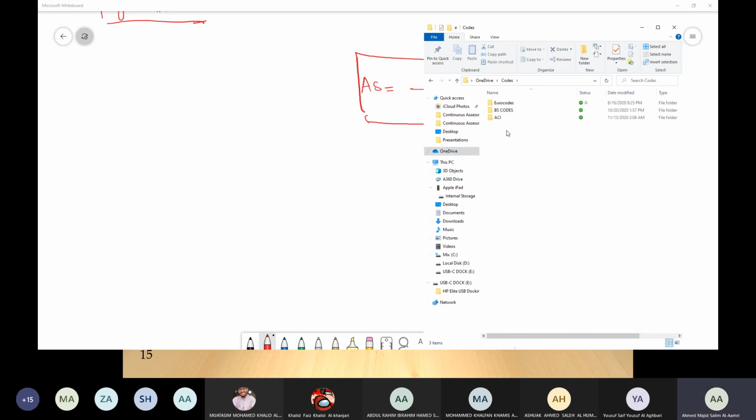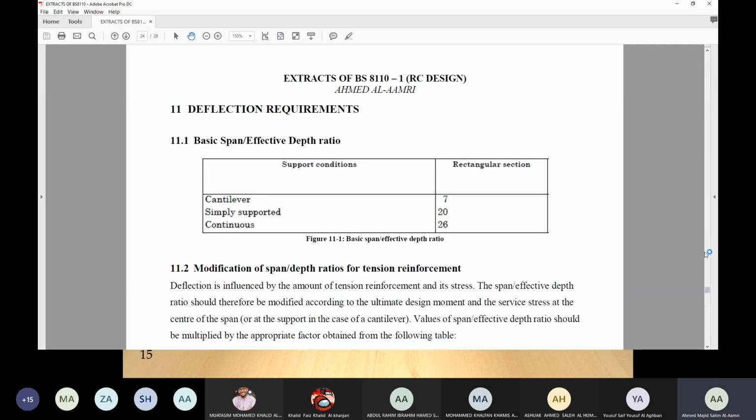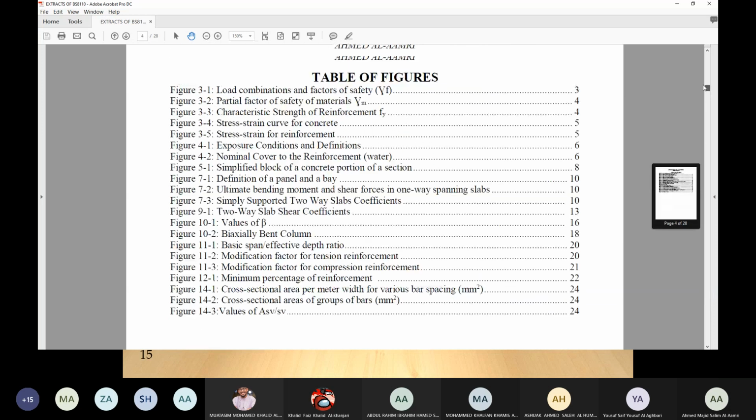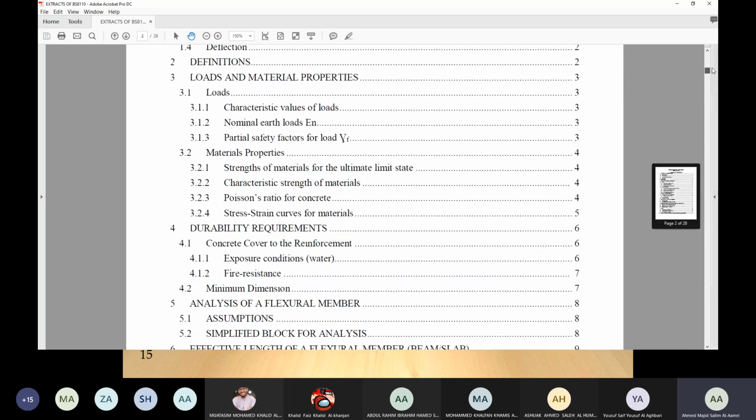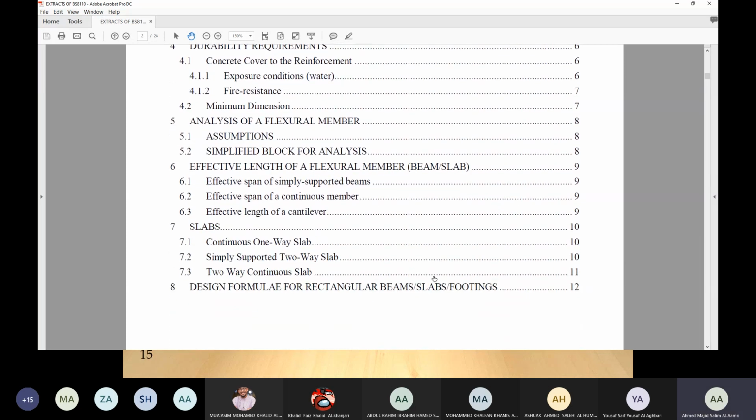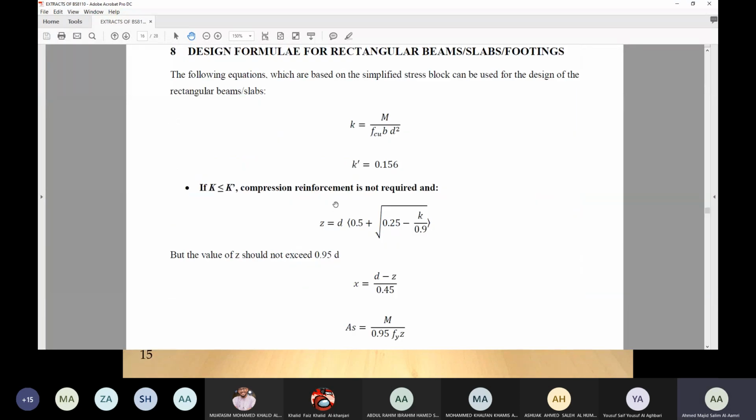So if we go to the codes and then the extract, going to the first page, okay. Now what we are looking for are the equations. So it says here, design formula for rectangular beams, slabs and footing. We are going to click on them. You can see that there are different equations available. So the equation which we are using for the area of reinforcement is As equal to M divided by 0.9 Fy into Z. Now M, we have calculated four M's, so there are no issues about them. Fy, the grade of steel, is already available. The remaining thing is Z. Now we don't have Z, so we need to go and calculate Z.